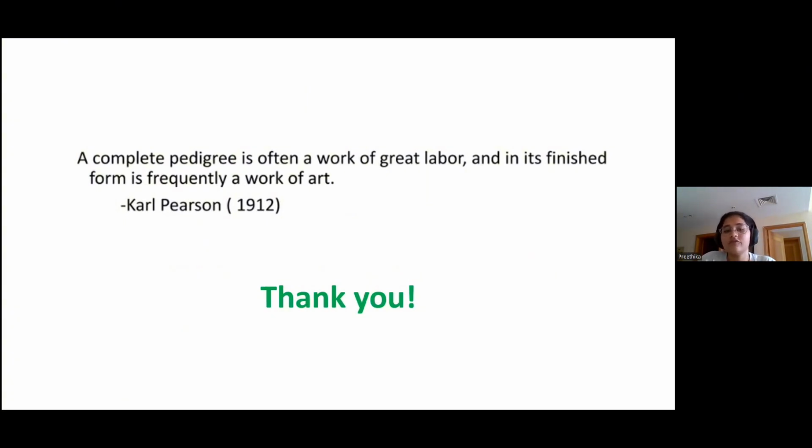So it gives us a lot of information about the family and also about the future.